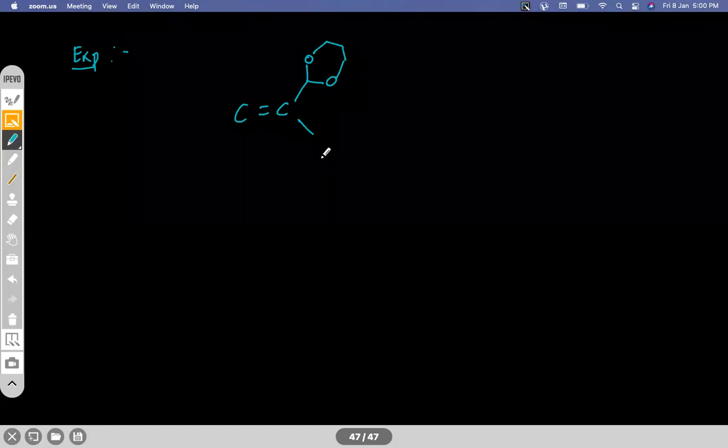Now, one more example we have here. Sometimes what happens, the carbon atom contains a ring attached to it. I'll explain this with an example. Suppose we have a carbon-carbon double bond, and this carbon atom has a ring attached to it. This is the ring, for example. Oxygen atom, and here also we have a ring, a five-member ring, like this.